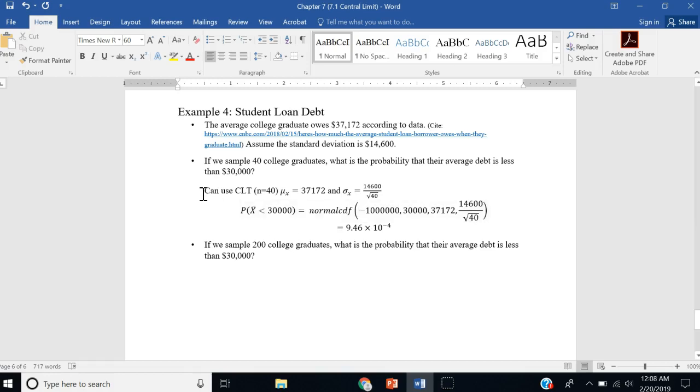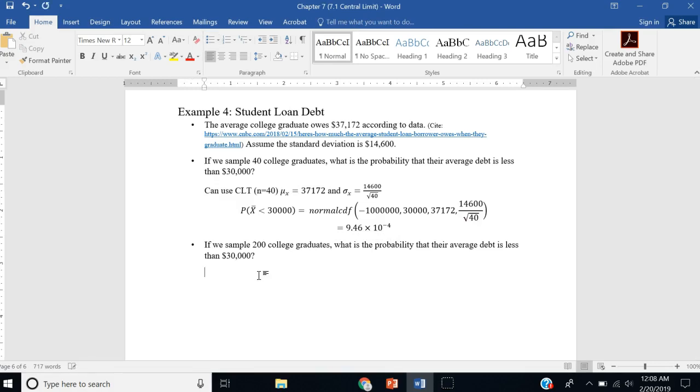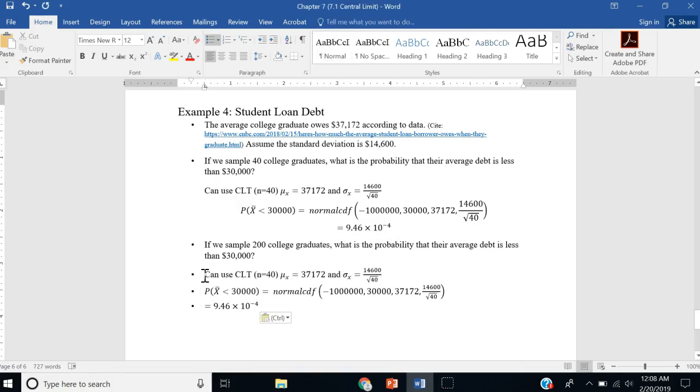All right, so hopefully you went ahead and did that. Stuff is going to look very familiar. We can use the central limit theorem because n is plenty big. It's over 30, it's 30 or more. The average of all the groups of size 200 is the same as my original average, 37,172. The standard deviation of all the groups of size 200 is my original standard deviation divided by the square root of 200.